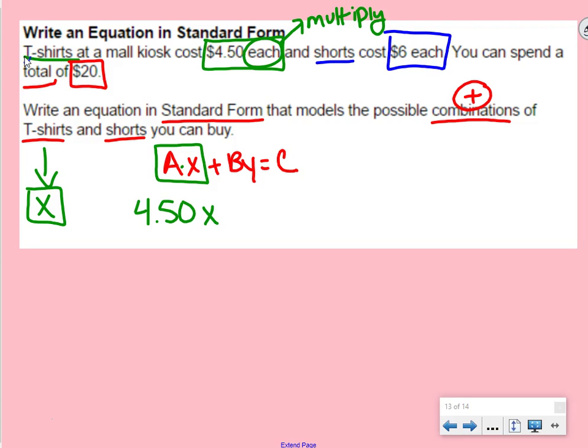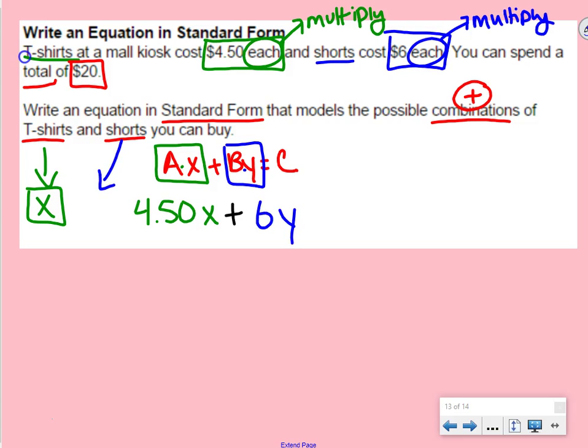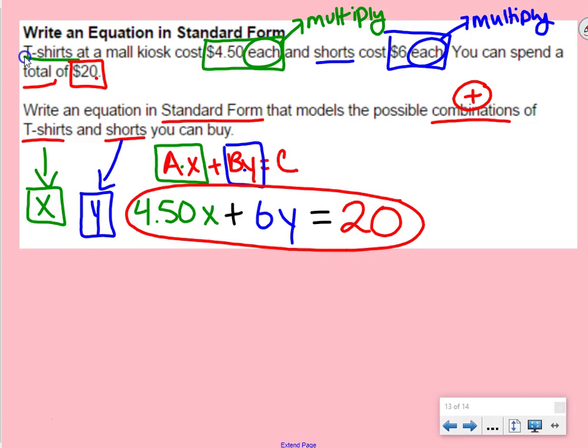We're adding to that the number of shorts we want to buy. Well, again, we see this word each, which means to multiply. Right here, BY also means to multiply, so we can say $6 times Y, where our shorts represents Y, equals, so we're adding two things, so our answer is going to be our total, which we know is $20. That's it. That's the equation right there.